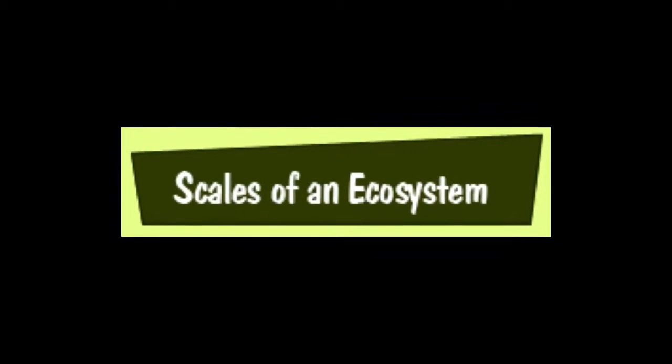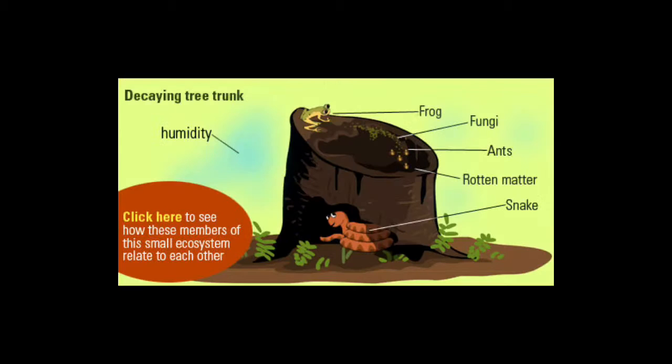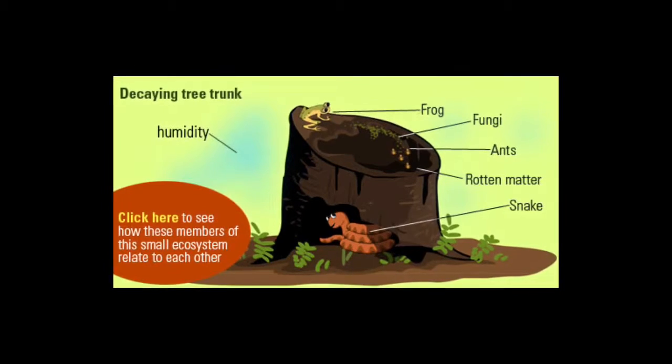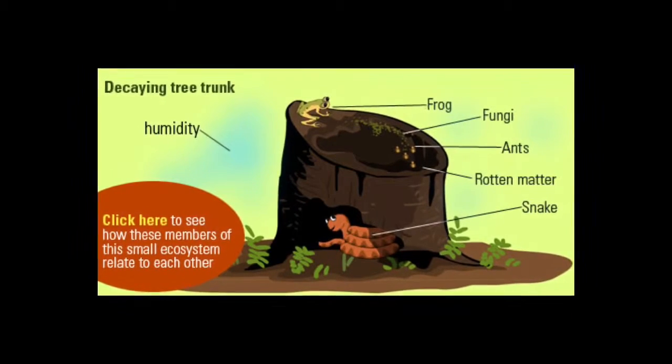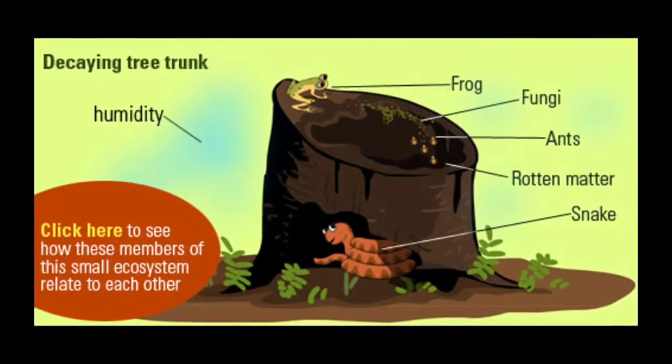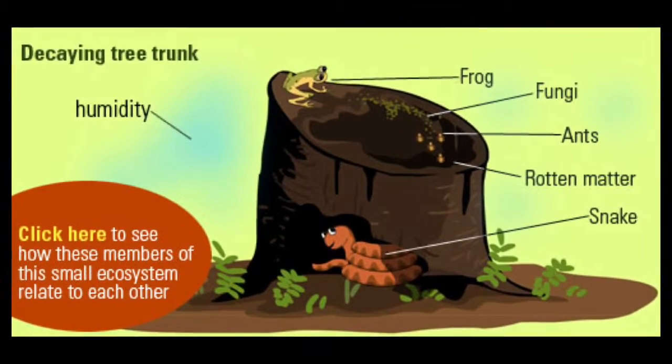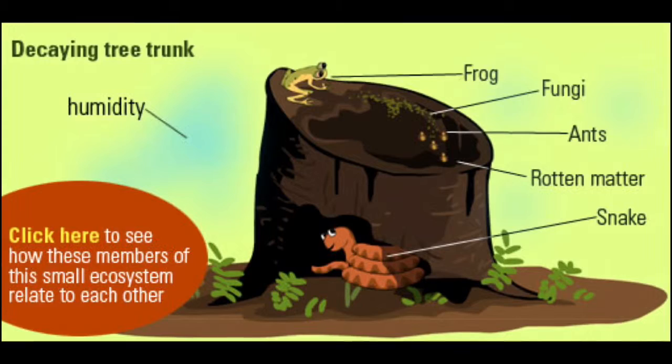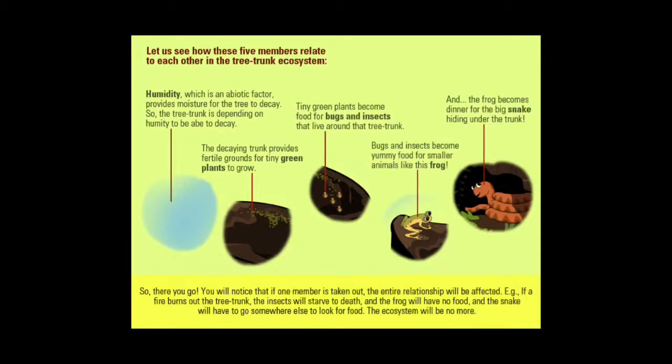Ecosystems come in indefinite sizes. It can exist in a small area such as underneath a rock, a decaying tree trunk, or a pond. Or it can exist in large forms such as an entire rainforest. Technically, the Earth could be called a huge ecosystem. Take a look at this decaying tree trunk to see how members of this small ecosystem relate to each other.